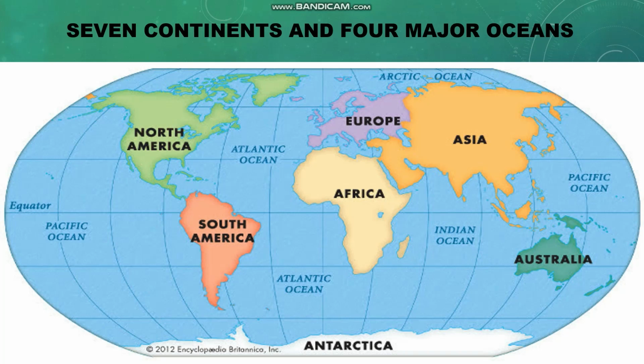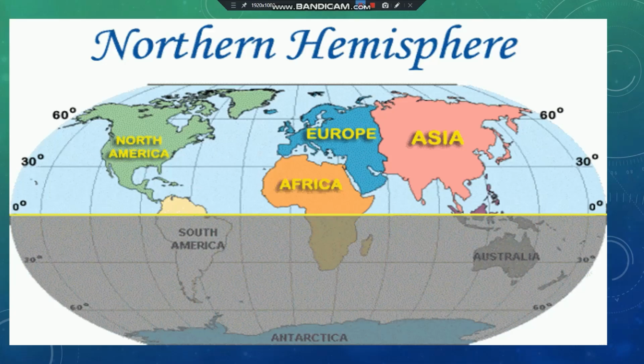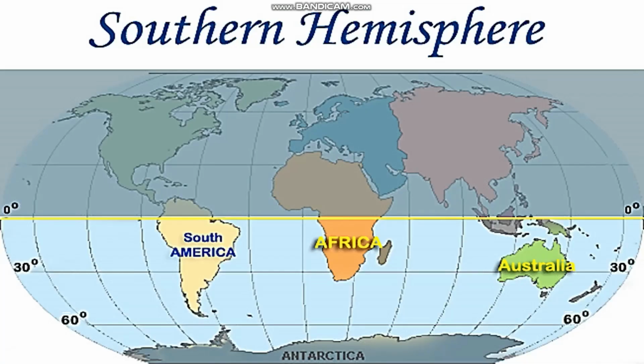Now let's see about the southern and northern hemispheres. The Equator divides the Earth into 2, that is the northern hemisphere and the southern hemisphere. Here, the northern hemisphere has 60% of land and 40% of water. In the southern hemisphere, we have 81% of water surface and 19% of land surface.